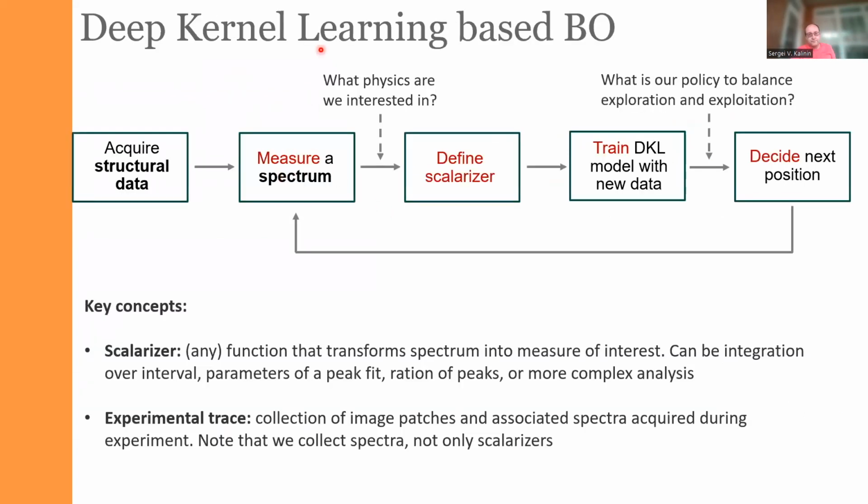So to represent it a little bit differently, we start with the structural data. We measure a spectrum. We define what physics we're interested in. So in our case, it is the hysteresis loop area. We train our DKL model. It gives us the prediction. And then based on the prediction and uncertainty, using the same policy principle, we decide the next point. And then we continue this process.